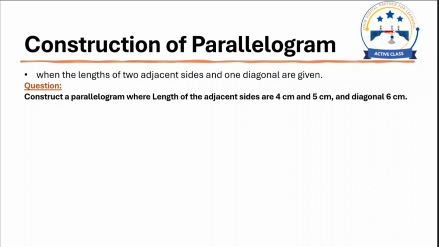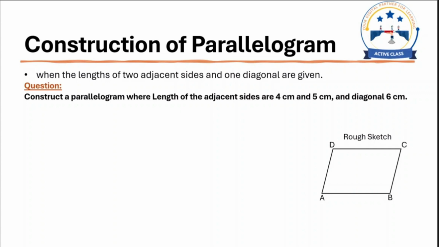Following the same process, we construct a rough sketch according to the given information. This is my rough parallelogram. Since we are not given the name of the parallelogram, we will select it ourselves. Let's label it. I labeled the parallelogram ABCD.